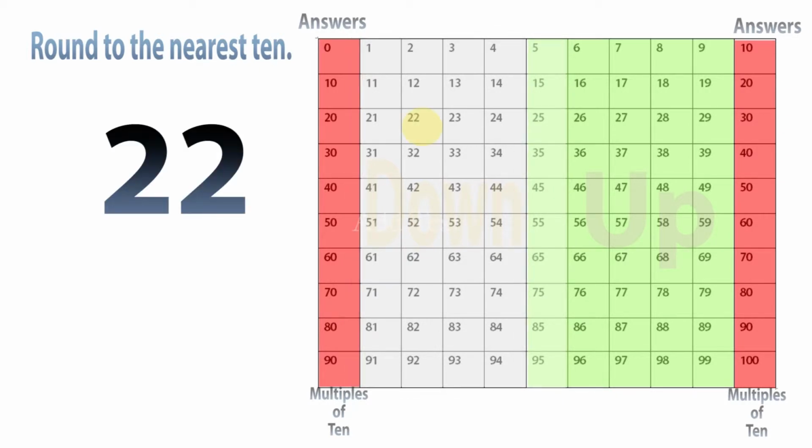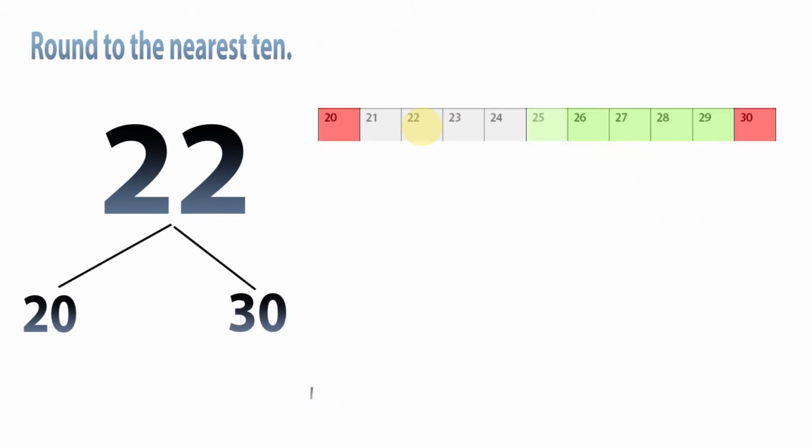Our first number that we'll attempt to round is 22. First, we identify that 22 is between 20 and 30. So we now know that 20 or 30 are our only possible answers for 22 rounded to the nearest 10. Next, let's locate 22 on our graphic. 22 is located between 21 and 23.